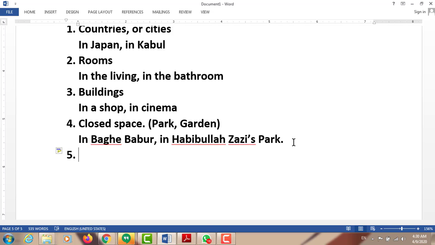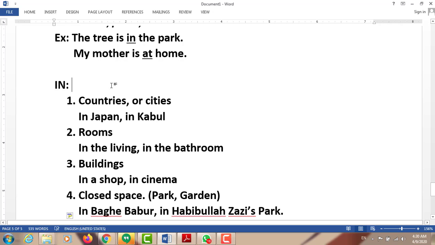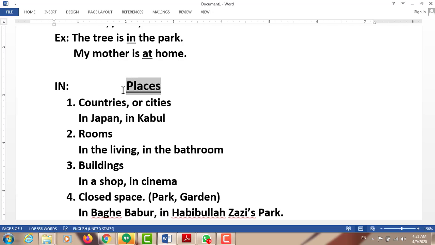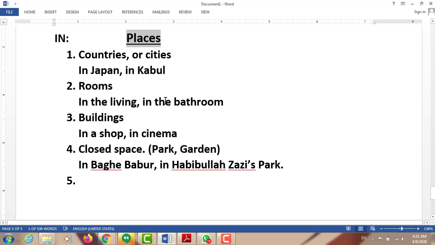So these were the uses of in for places. For all these places you can use in: countries, rooms, buildings, closed spaces. Usually for closed areas you can use in. And then the next usage is for time. For time you can also use in.